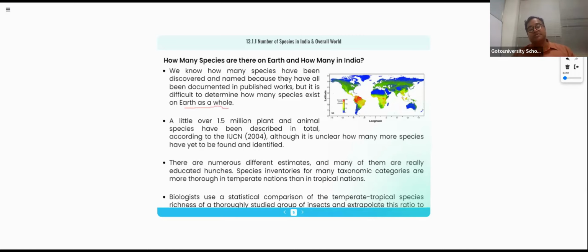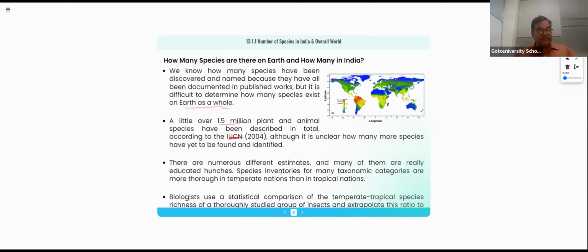So, this many species are there on the earth. I can't say exactly. Why? Because many species went extinct before being discovered. 1.5 million plants and animals have been described in total, according to the International Union of Coding and Nomenclature.